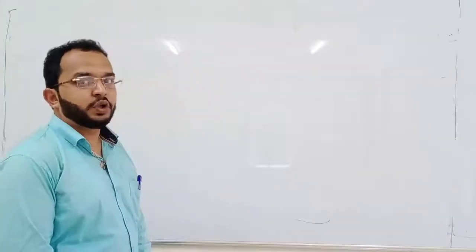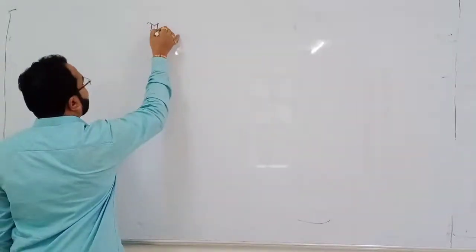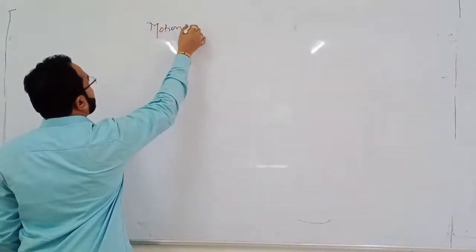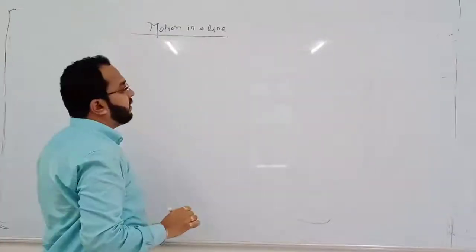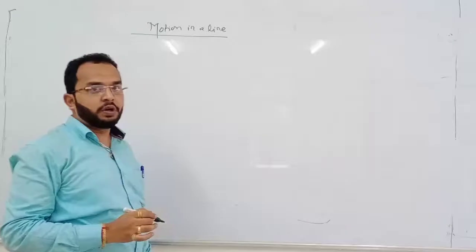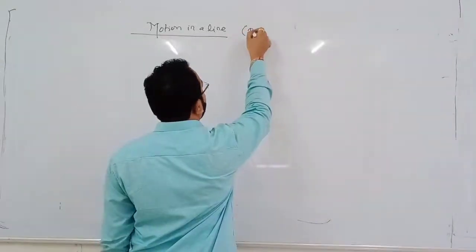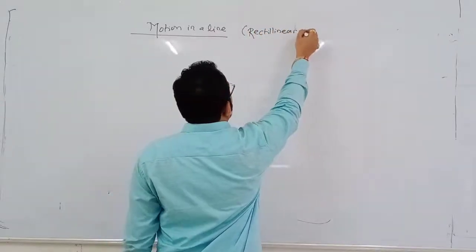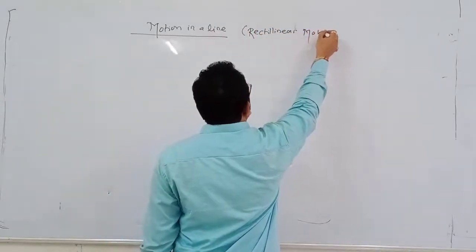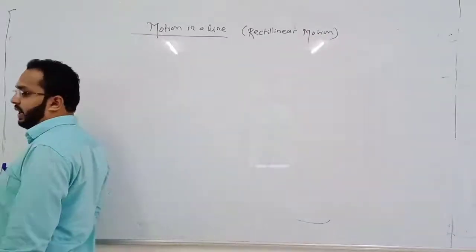Today we'll start a new chapter, that is motion in a line. Motion in a line, as per the CBSE board and from the JEE point of view, is rectilinear motion. Rectilinear motion. Okay. So what is motion in a line?